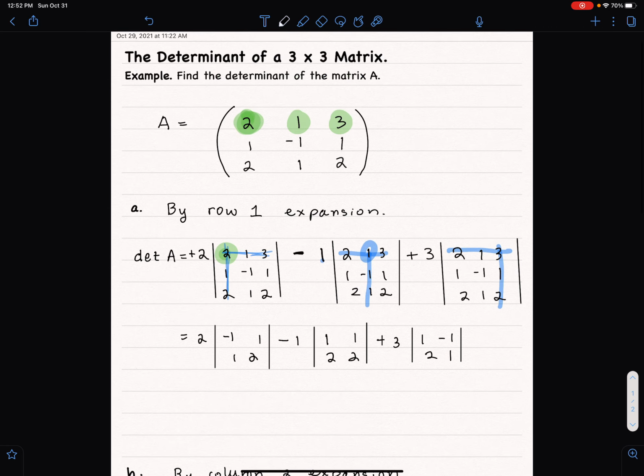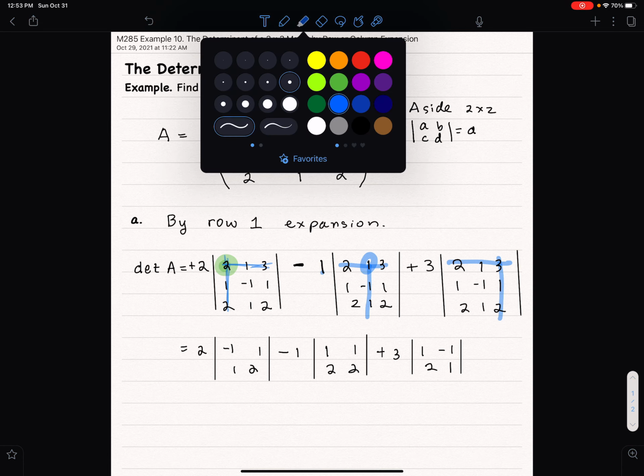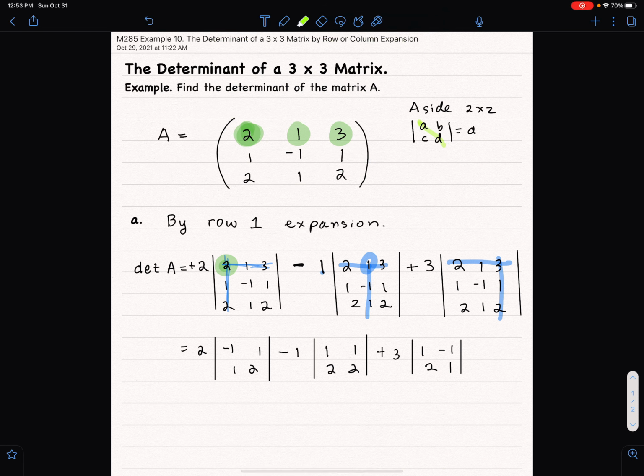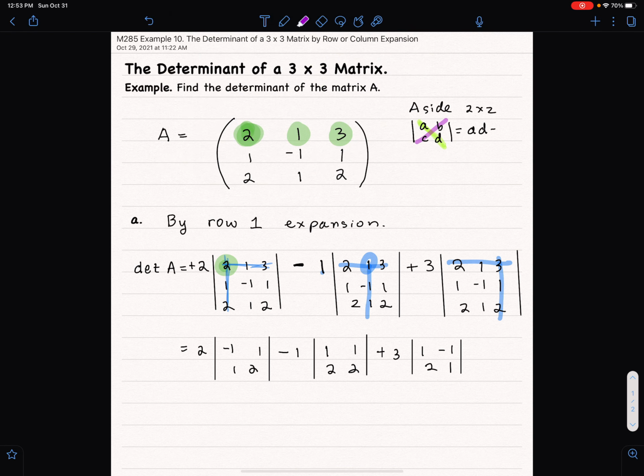Let's do a little bit of an aside from another video: for a 2 by 2 matrix with entries A, B, C, D, the way I find that determinant is I multiply across the main diagonal, AD, and then I subtract across the other diagonal, BC. So I have AD minus BC.